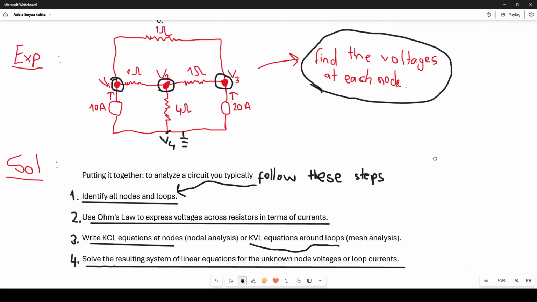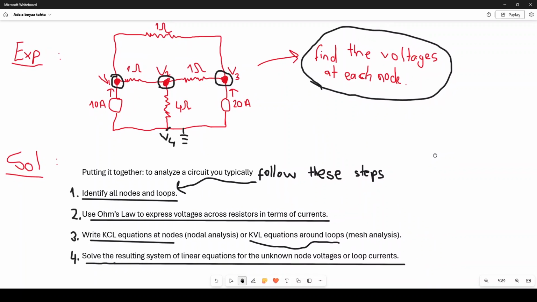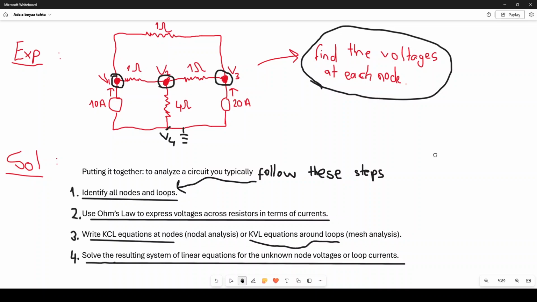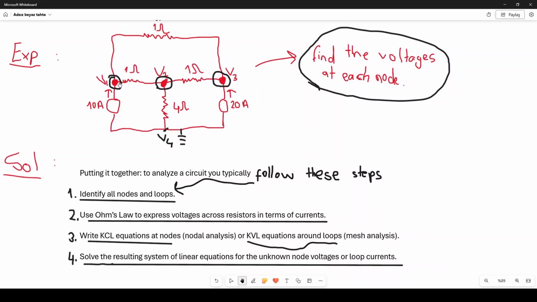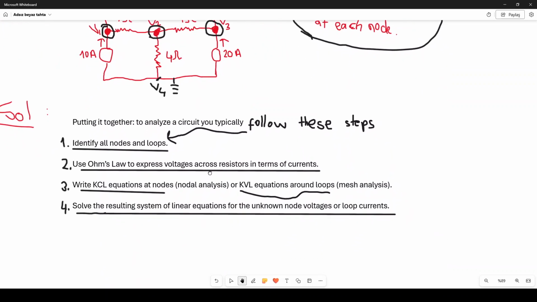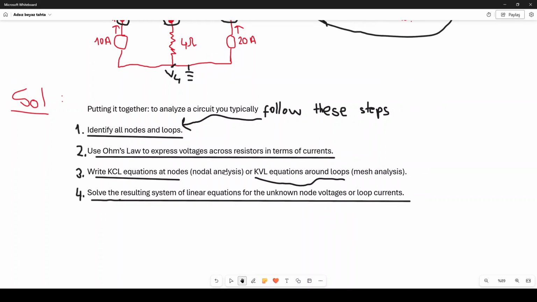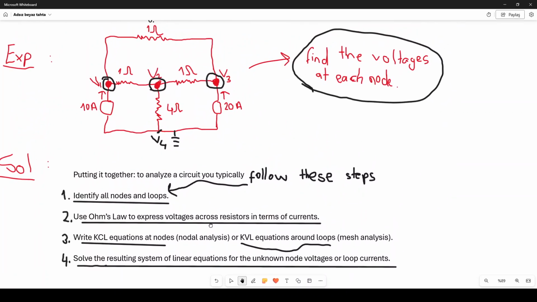Now, the first thing to do: we have already identified the nodes and loops, and we will actually have three different equations. How would I understand that? Because as you see, we have three nodes besides the reference node, so I need to convert them into equations. So I will have three equations in the end, but the problem is how we will construct these equations. Okay, let's see how we can do that.